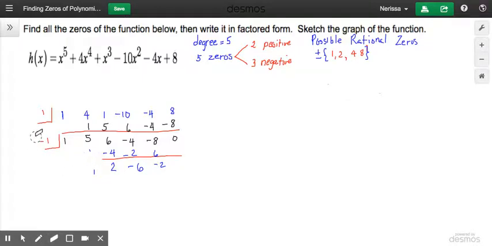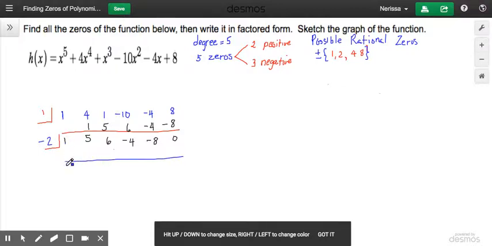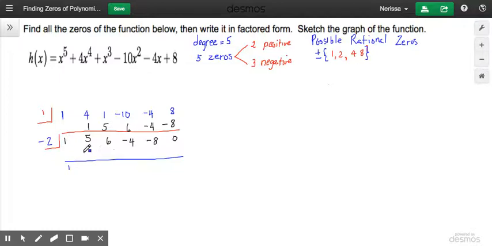Okay, so we're going to try negative 2. See if negative 2 works. So bring down 1. 1 times negative 2 is negative 2. 5 minus 2 is 3.